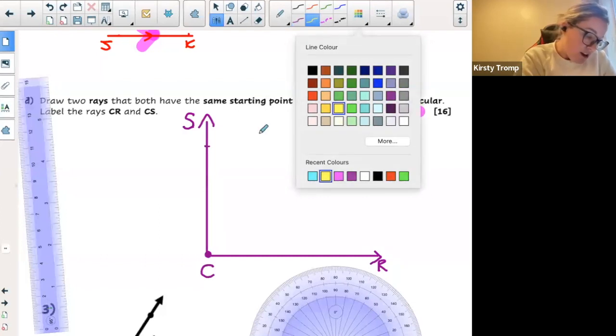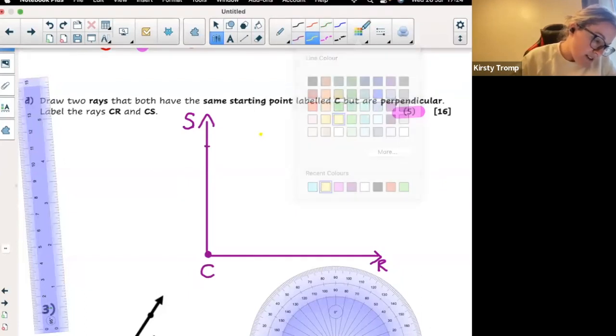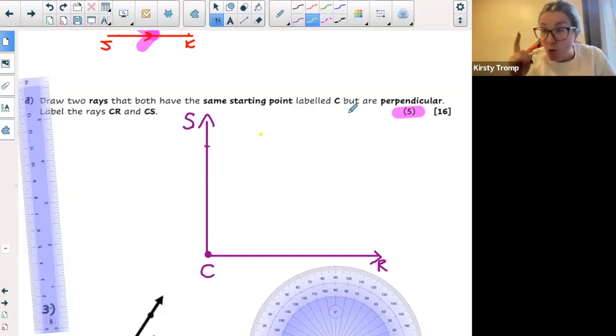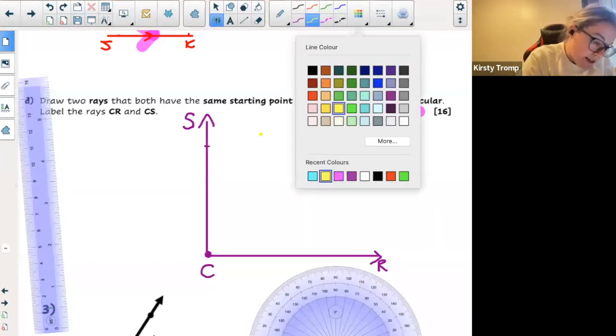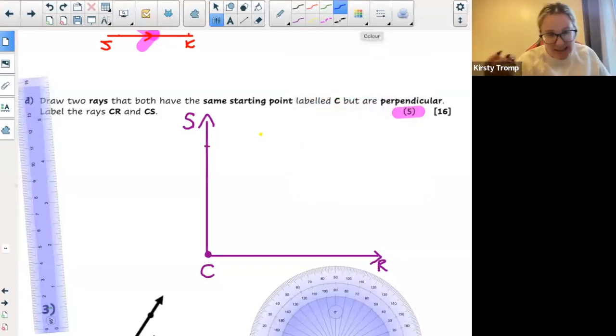So the first thing that they asked me to do was they said I needed to draw 2 rays that had the same starting point. So 1 mark is going to be for the starting point, Tatenda. Did I do a starting point labeled as C? Yes, ma'am. I'm just going to change my pen because you can't really see the yellow, unfortunately. So first of all, I did a starting point and I labeled it as C. So 1 mark, 1 out of 5 so far. Well done.